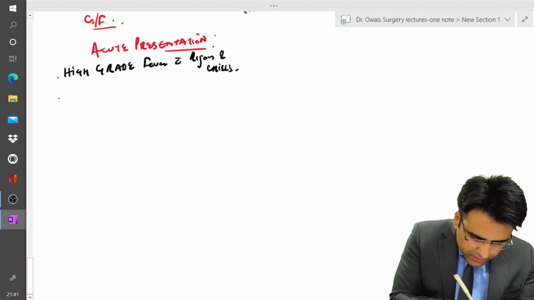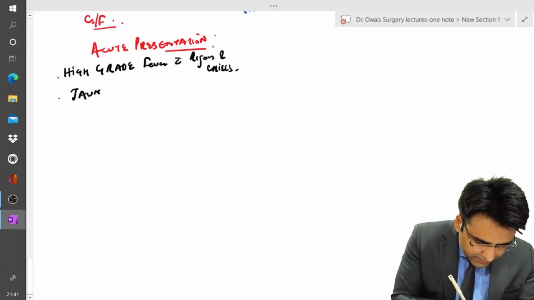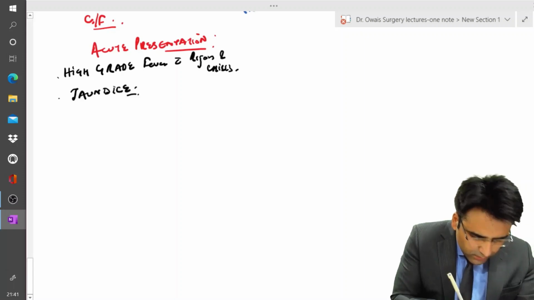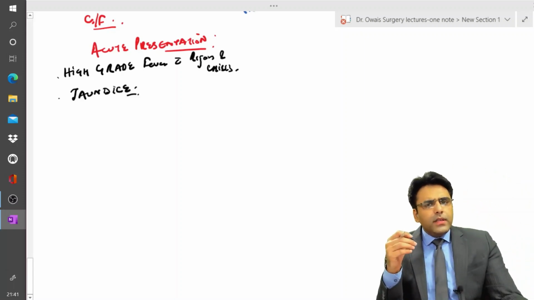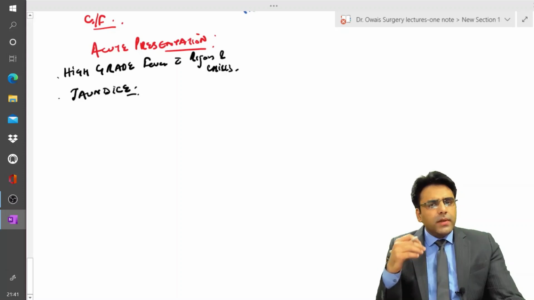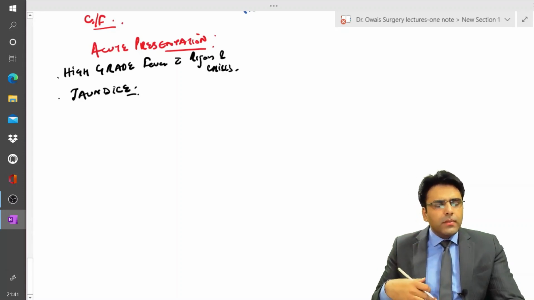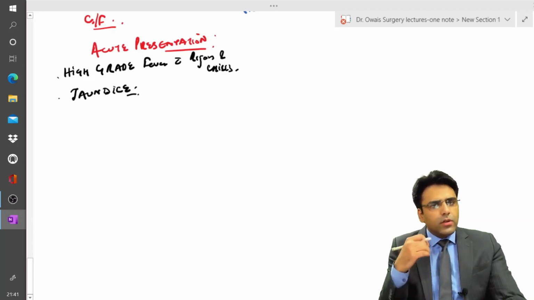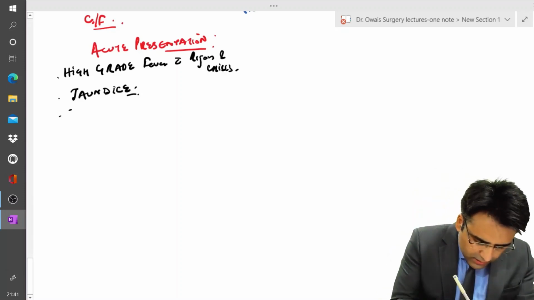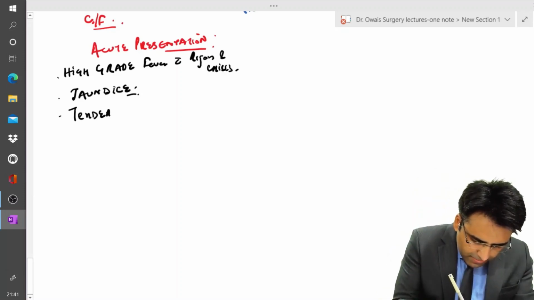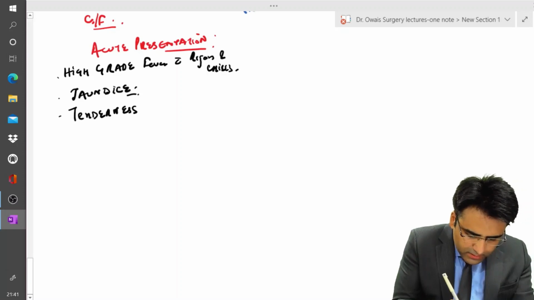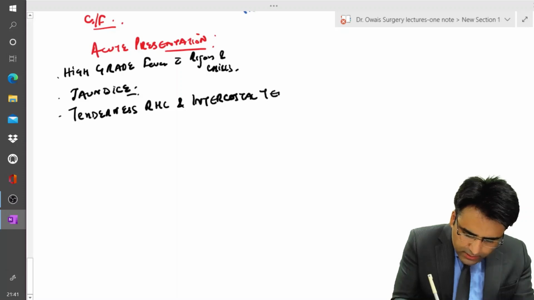After that, the patient may present with jaundice. On clinical examination, there will be tenderness in the right hypochondrium, and intercostal tenderness will also be present.